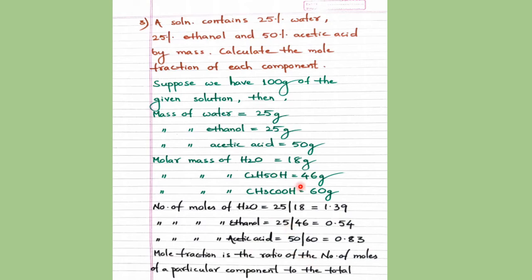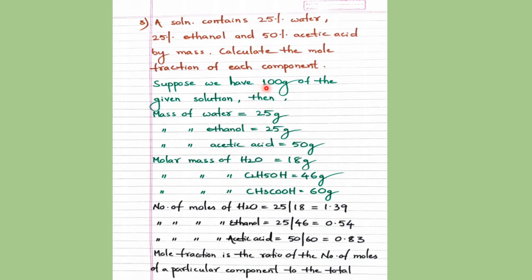A solution contains 25% water, 25% ethanol, and 50% acetic acid by mass. Calculate the mole fraction of each component. Mole fraction is a fraction of a mole. So 25% water, 50% acetic acid, and 25% ethanol.